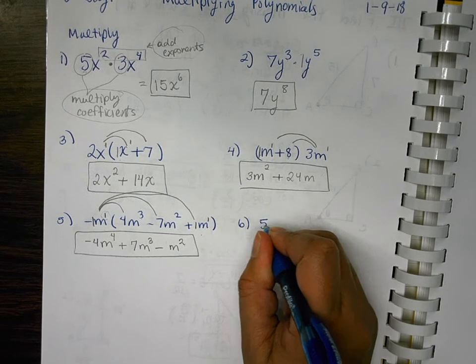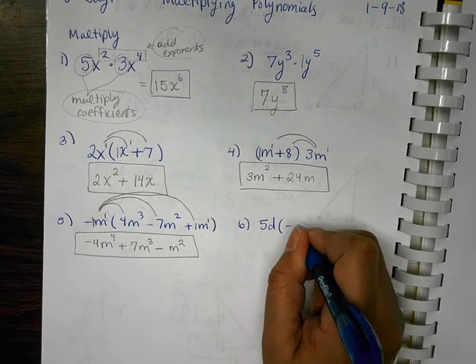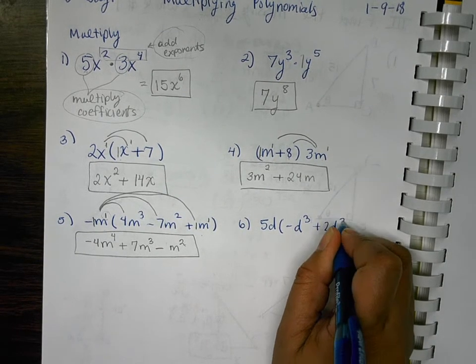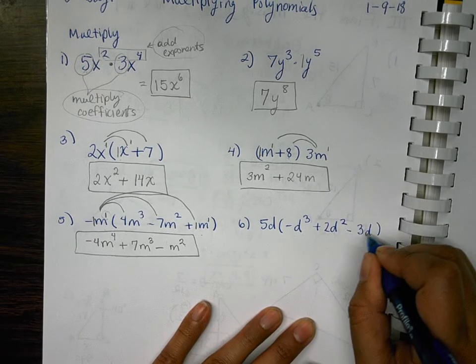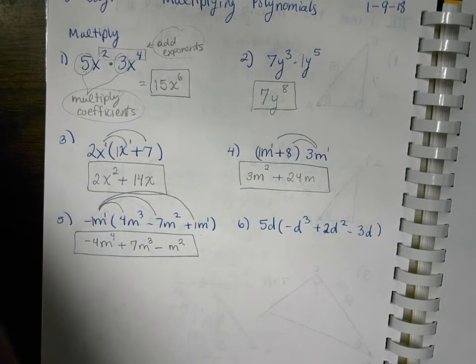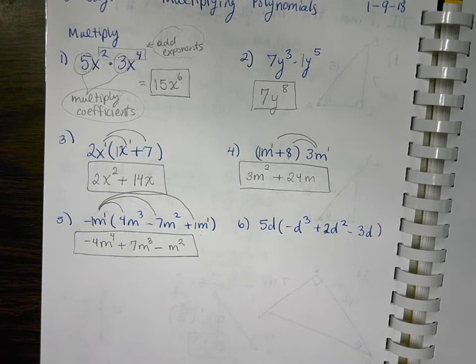Okay. Number 6. I'm going to have you try this one on your own. 5d parentheses negative d to the third plus 2d squared minus 3d. All right, what I would suggest first is that you put your 1s wherever they need to be and then do your distribution.